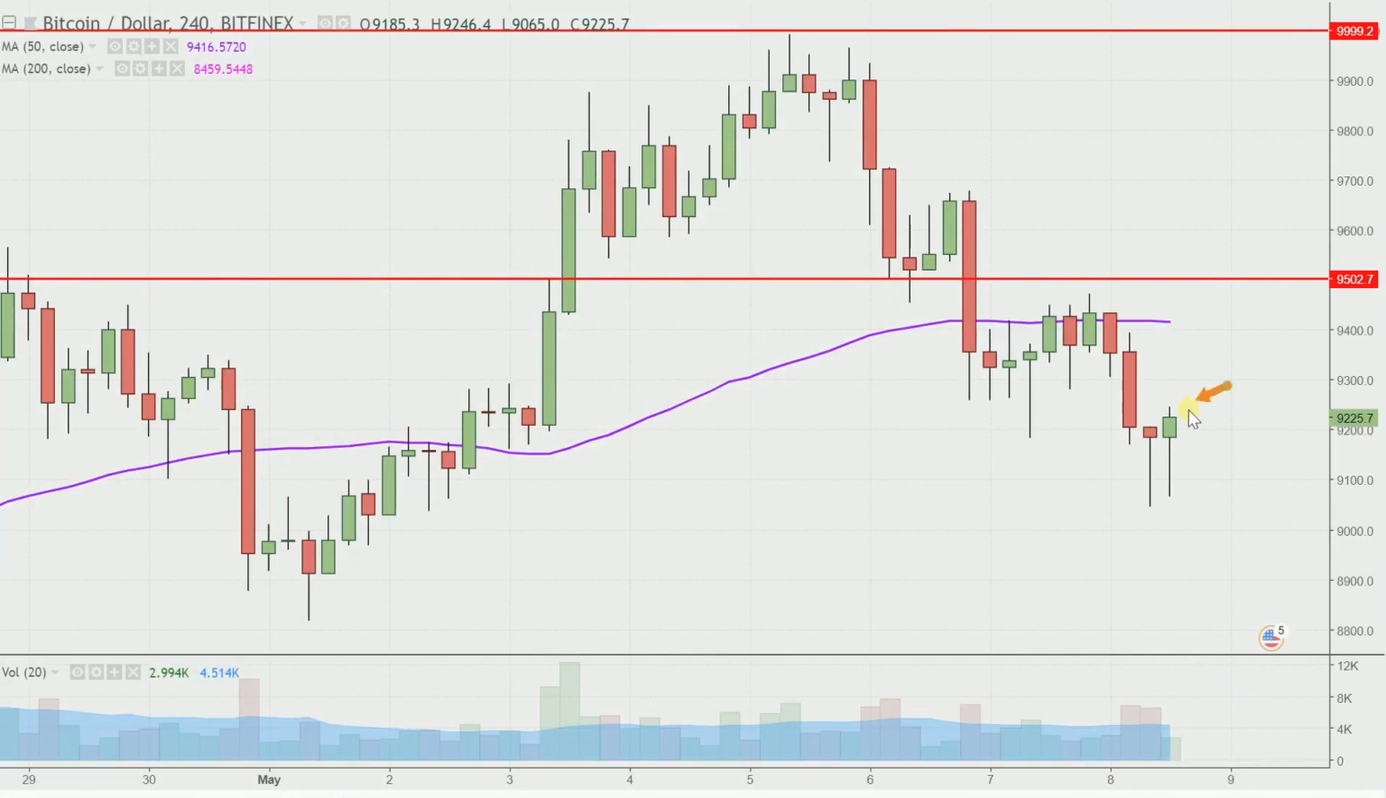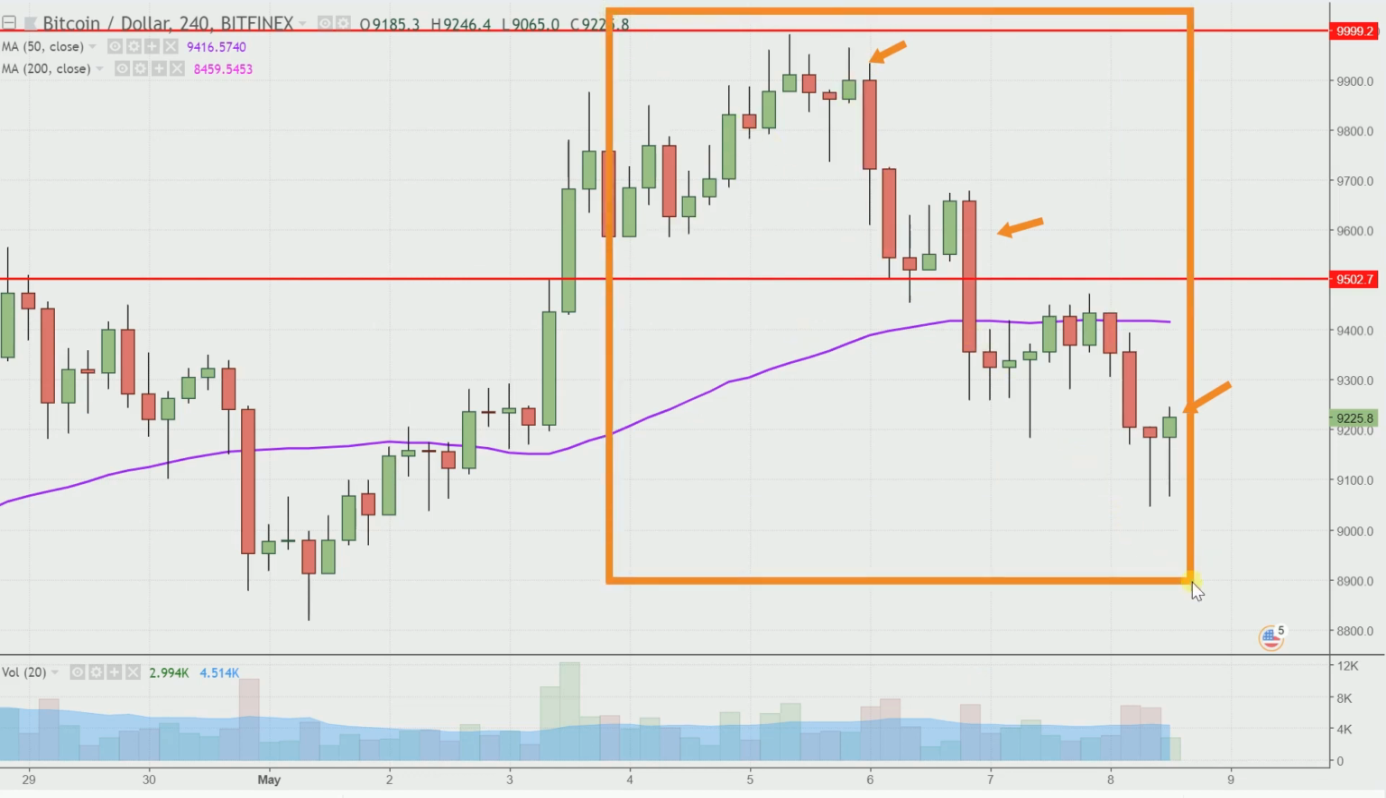Instead of each one of these candlesticks here representing 1 day's worth of price action, which is what you would normally see, each one represents 4 hours worth of time. So this here may look like the past few weeks. It's actually just the past few days broken down into 4-hour time slices.